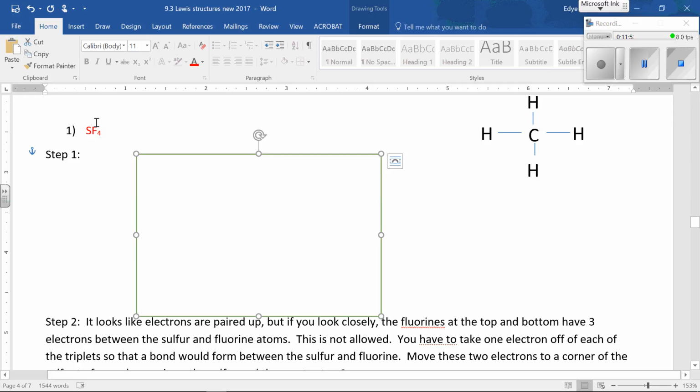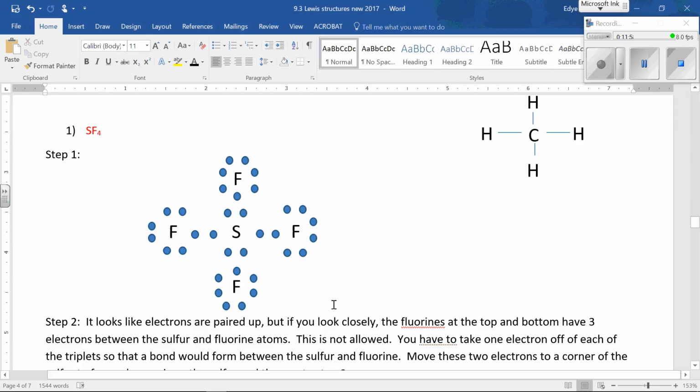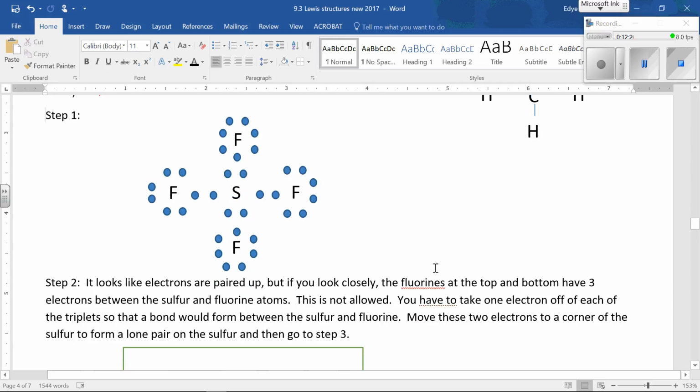S has 6 valence electrons, F has 7 valence electrons, so we draw the structure. I put S in the center. Here's S's 6 valence electrons, and fluorines, each of them is showing 7 valence electrons around them. I didn't do anything fancy. I just put the 4 fluorines around the 1 sulfur, and the dots directly surrounding an atom are its own valence electrons right now.